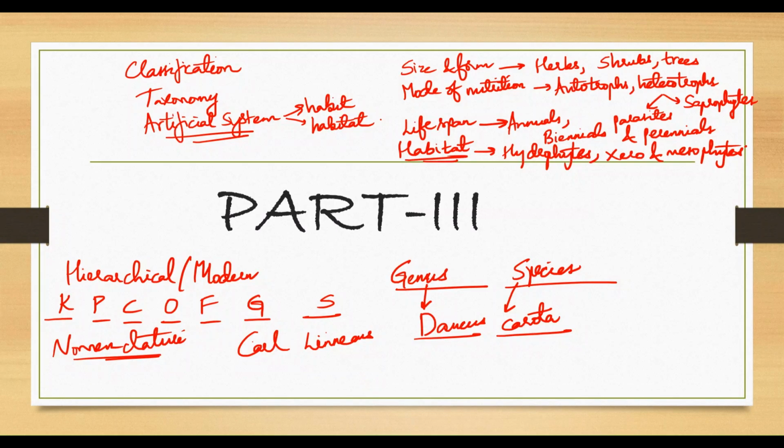Now today let's understand how plants are classified under the natural system or hierarchical system of classification. Under the artificial system, we have seen how they are classified based on size and form, mode of nutrition, lifespan and habitat. But how are plants classified based on the natural system of classification, or the modern or hierarchical system of classification? Okay.